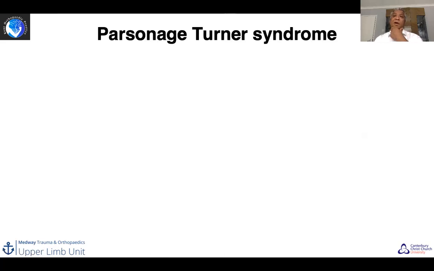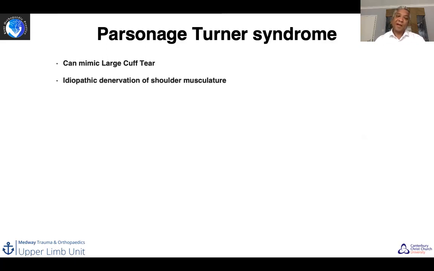Just to finish off, Parsonage-Turner syndrome is basically not a tear, but can mimic a large tear. I remember in my early days as a consultant, I saw a patient who had a minor trauma, presumed to be a cuff tear, and was put on a waiting list for a cuff repair pending his MRI scan. On the day of the surgery, I looked at his MRI scan. It was quite remarkable that there was no cuff tear, and you could see changes in the muscle.